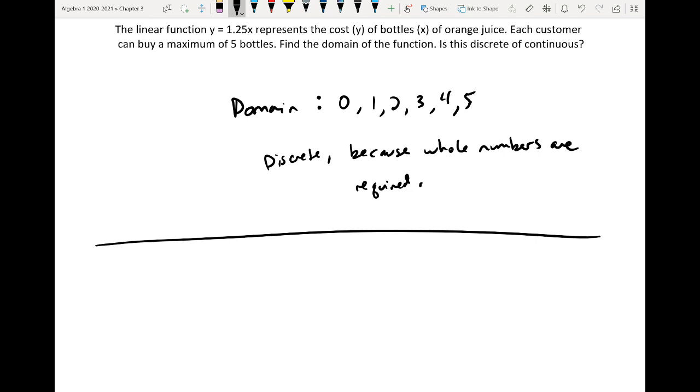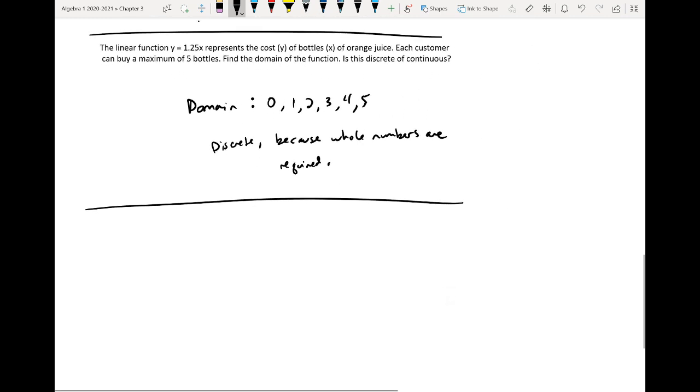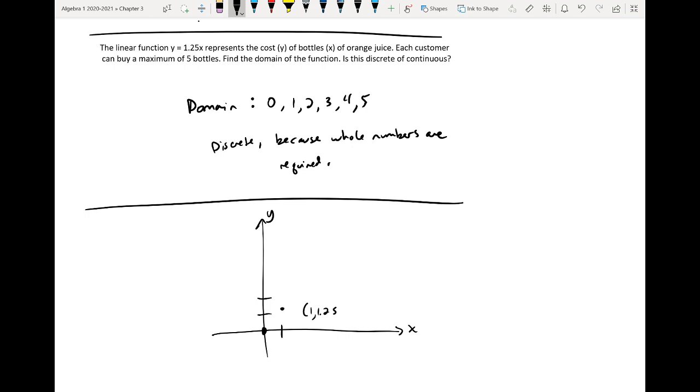We could graph it. Why not? Let's do it. I only need the first quadrant. I'm not going to have negative bottles of orange juice. Right? So if I have 0, my output's 0. If I put in 1, it's going to be a little bit higher than 1. In other words, this is 1 comma 1.25. You put in 1, multiply by 1.25.